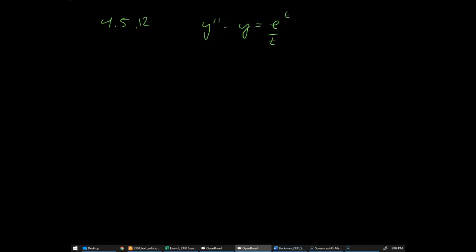All right, so here we have problem 12 from section 4.5. We're going to be dealing with some of these variations of parameters. And so the biggest thing that we need to do here is find a particular solution. But because the forcing function on the right-hand side is so strange, it'd be difficult to guess it. And so hence, we're going to use variation of parameters.